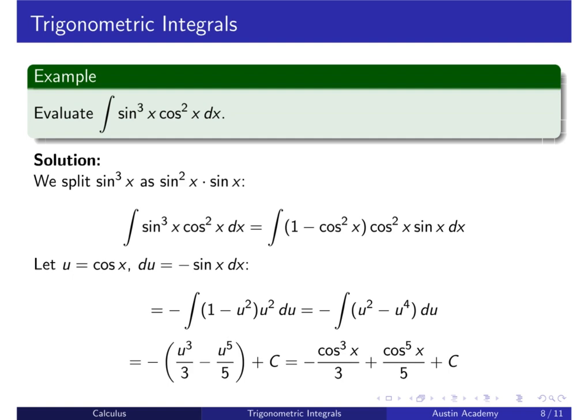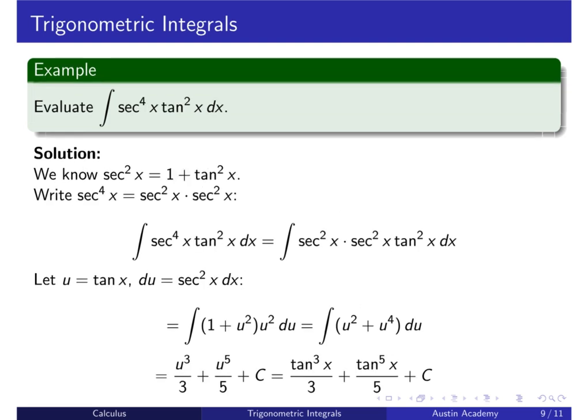We get negative integral of 1 minus u squared, times u squared, du. That's negative integral of u squared minus u to the fourth. Integrating. Negative of 1/3 u cubed minus 1/5 u to the fifth. Simplify. Negative cosine cubed x over 3, plus cosine to the fifth x over 5, plus c.